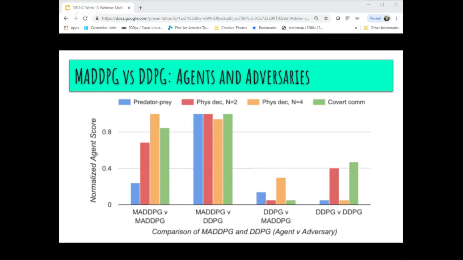And then you can see the last one just compared both DDPG algorithms for adversary and agent, and you can kind of see the troubles that algorithm just had in general. And so the takeaway here is the authors kind of showed that the multi-agent version of this algorithm really was a big improvement over the traditional DDPG.